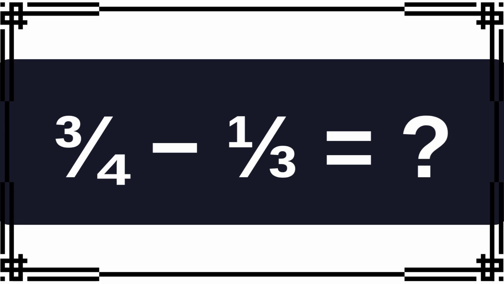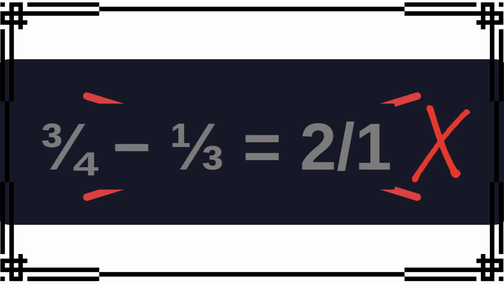Most people get this wrong. Watch. Some people just subtract across: 3 minus 1 on top, 4 minus 3 on the bottom. That gives 2 over 1. That is wrong. Here's why.